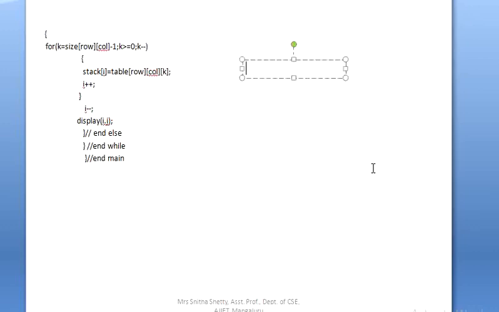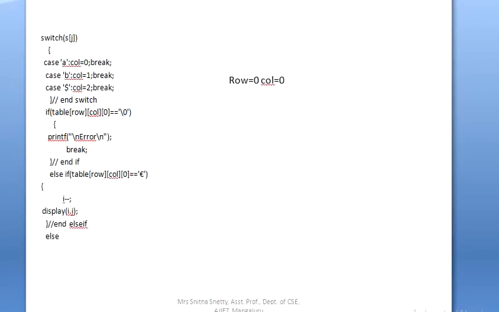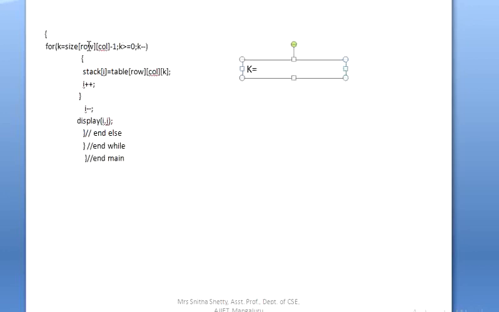Now what does the else contain? K equal to size of row column minus 1. Now there is an array, right? Size of row column. Row is 0, column is 0. Size 0 0 is what? 3. So now size 0 0 contains 3. So 3 minus 1 is 2. So what does k contain? K contains 2. K equal to 2 and k greater than or equal to 0, and k minus minus.